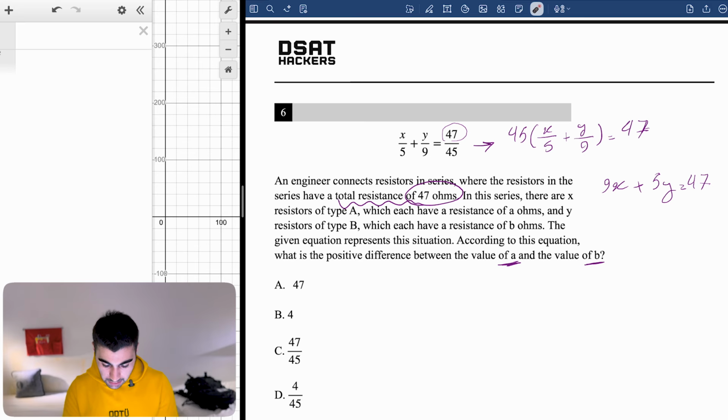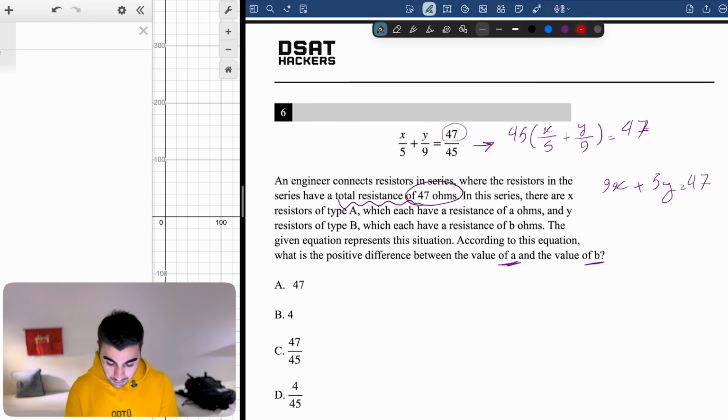Now the question says there are x resistors of type A. So in total, what's going to be the resistance of type A resistors? It's going to be x times A, right? So each one of these type A resistors has a resistance of A, right? So if we have two of them, we're going to do 2 times A. What we do here, like x times 9, right? So A is basically 9. The resistance of the resistor type A is 9.